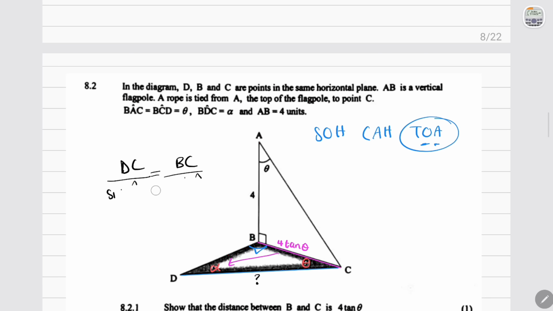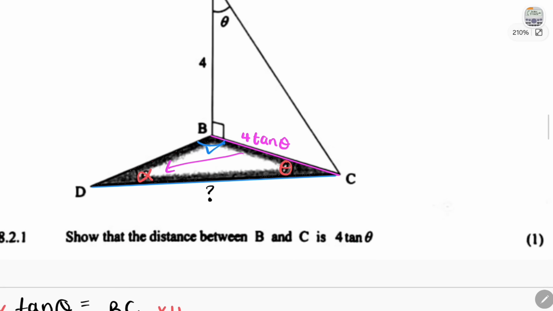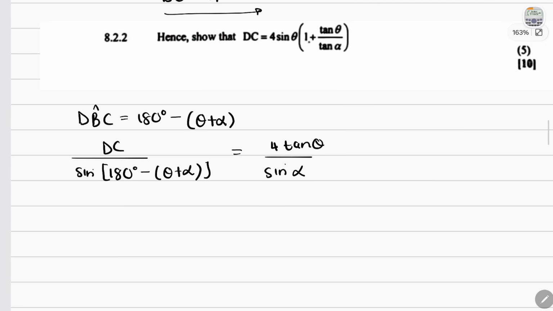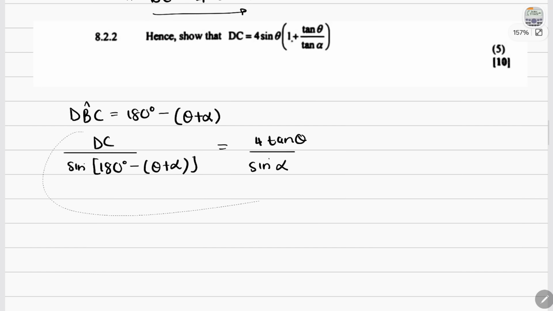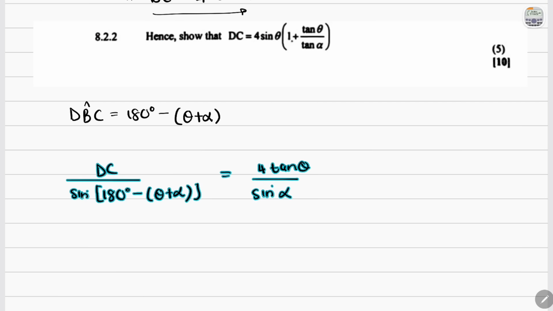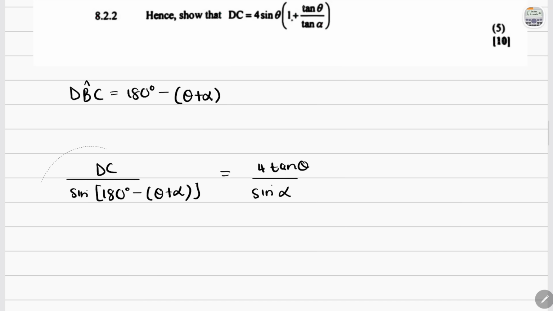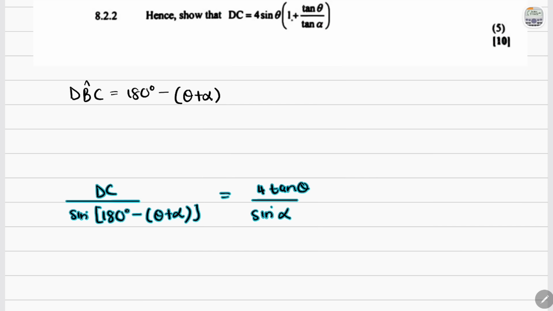Why did I say BC? So we already have BC. That is 4 tan theta. I'll put that down. You can put the actual formula first. Like what I just did here, I simplified, because I noticed they don't really take note of that too much. But you can, if you want to, write it as BC and go DBC first. That's fine.